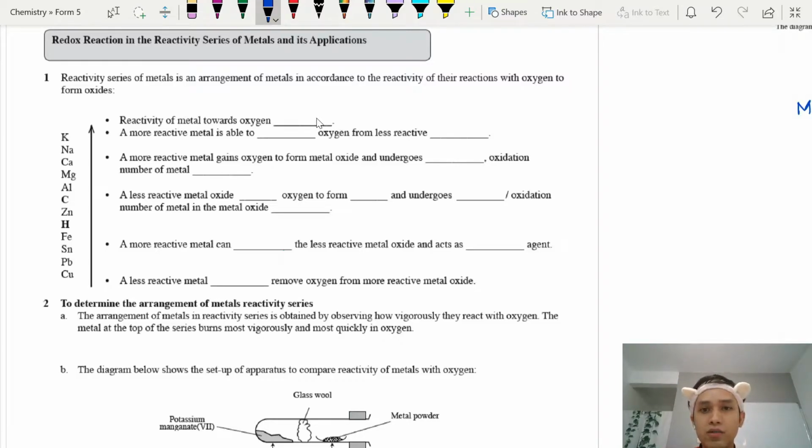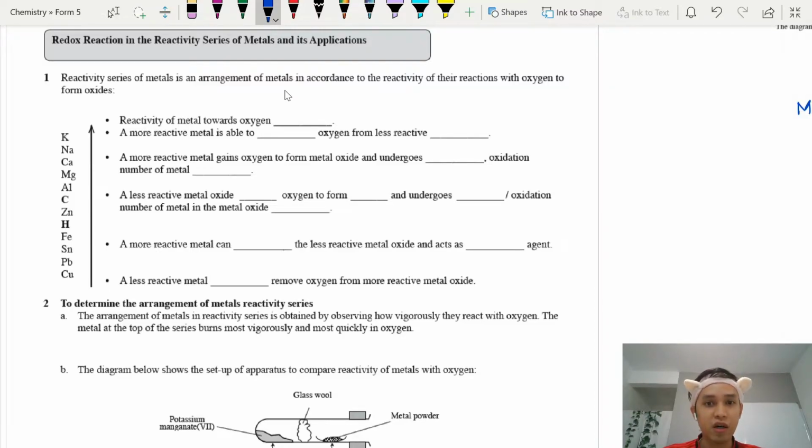Okay, so I believe that this is the part where a lot of students will struggle, when they ask you to arrange the metals in ascending or descending order in terms of their reactivity. The reactivity series of metals. This is where a lot of students will struggle. So I'm going to try my best to simplify it.